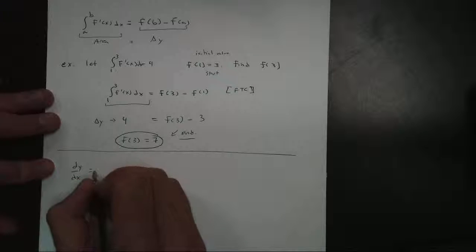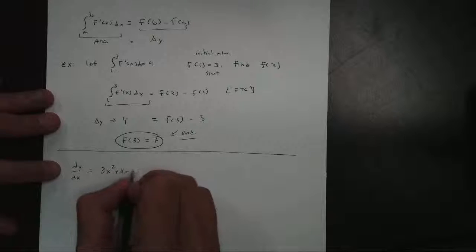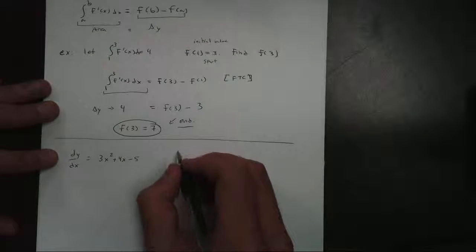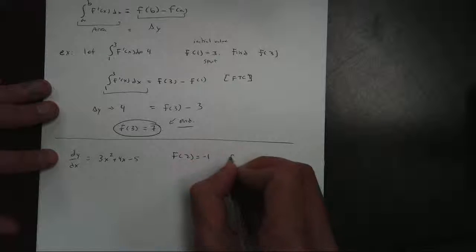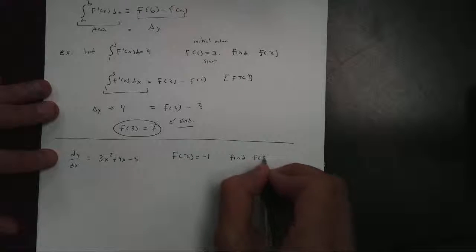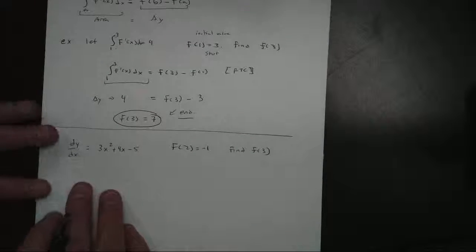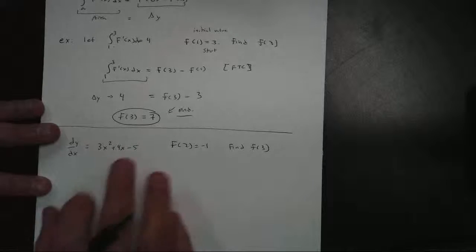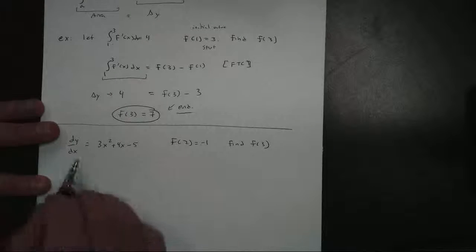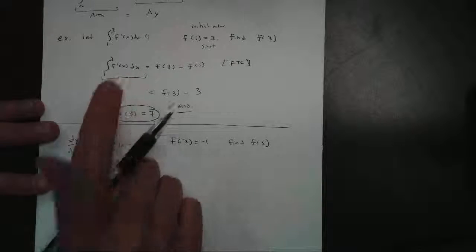Now, we don't only see it in problems like this, we also see it in more complicated ways. For example, let's say we have the derivative of a function equals 3x squared plus 4x minus 5. And we're told that the value at 2 is negative 1, and we want to find the value at 3. Now we can solve this by using an initial value problem by taking the antiderivative, solving for c, and then plugging it in. But let's see if we can apply the same method using our method up here.